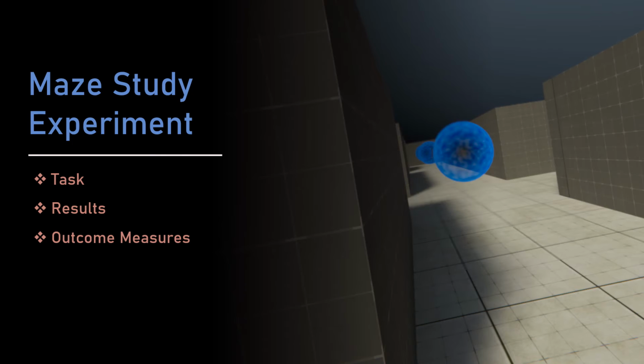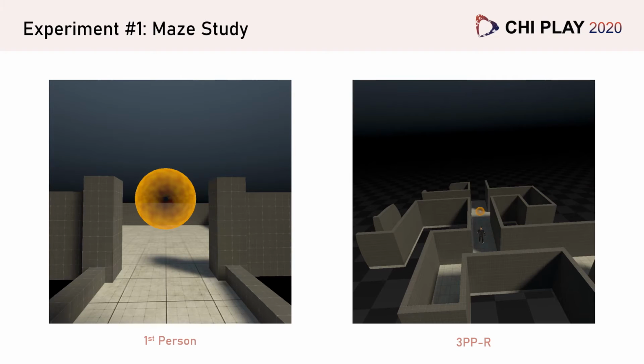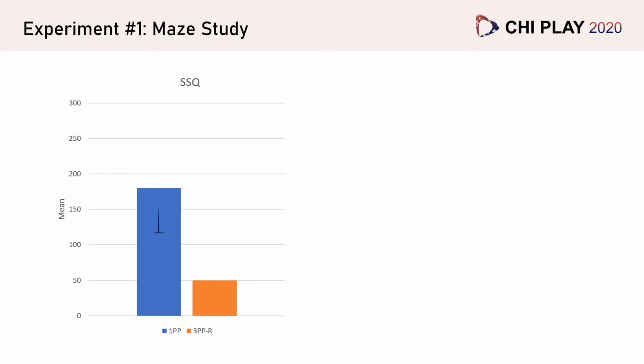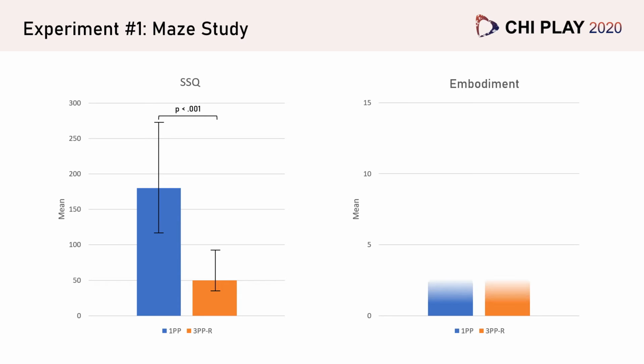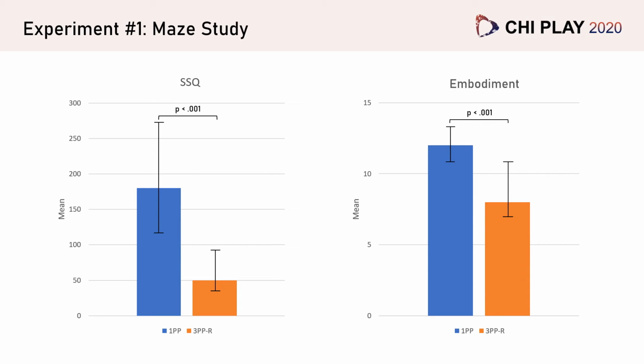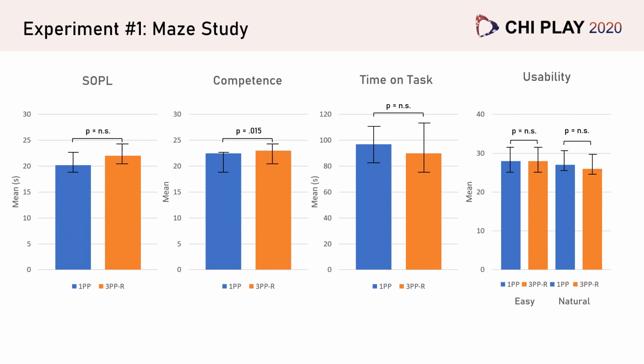In order to verify our approach, we conducted a user study in which the participants were tasked with collecting a number of waypoint spheres inside a virtual maze environment, both by using first-person perspective and 3PP-R. The results of our experiment showed joystick locomotion causes significantly less cybersickness in 3PP-R than first-person perspective, while first-person perspective causes a stronger feeling of embodiment. We also conducted exploratory analysis on other measures, but found no significant differences.